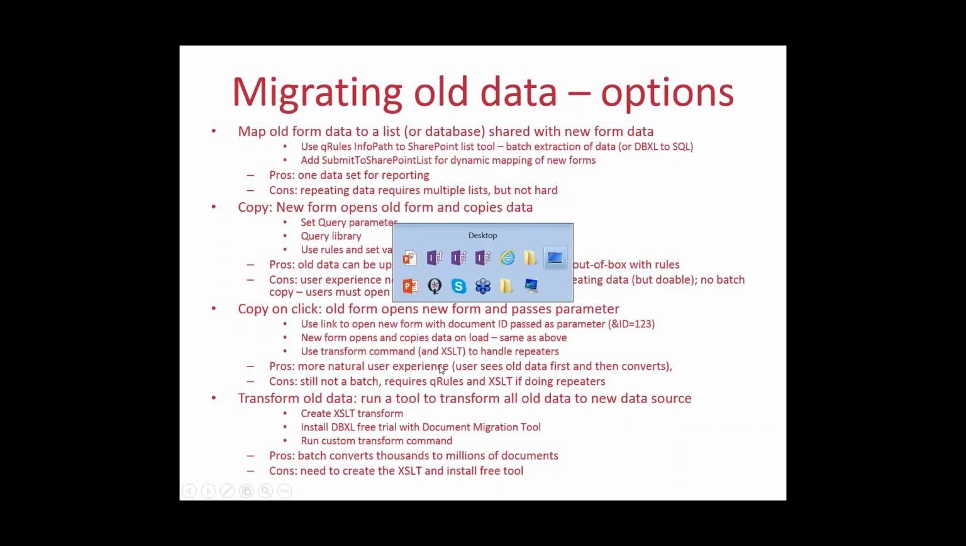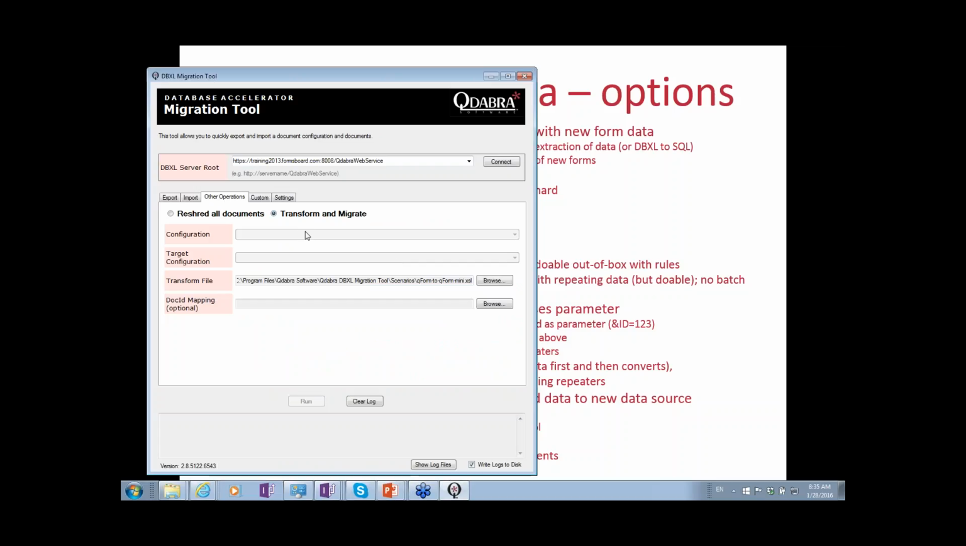We've got a tool called the Document Migration, DBXL Migration Tool. It's a free tool. It comes with the free trial of DBXL. You install DBXL, free trial, and then you install the tool, and then you can actually transform data from one schema to another. And this will do it automatically in batch. So it'll take 100,000 forms and it'll transform them.